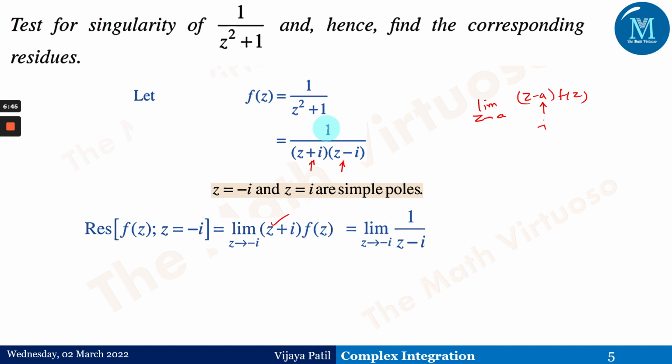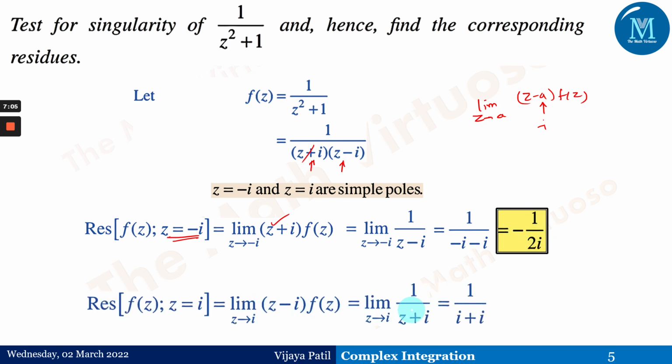Here f of z is 1 upon z plus i into z minus i. So this z plus i and this z plus i will cancel, and we remain with 1 upon z minus i. Putting z equals minus i, we get the residue of the function at z equals minus i as minus 1 upon 2i.